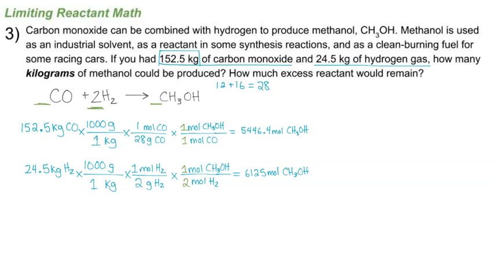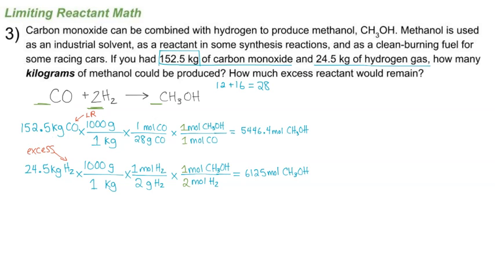But our smaller number comes from our carbon monoxide. Our hydrogen gas actually produces more moles of methanol. And so there we have it. So our limiting reactant is going to be the carbon monoxide. So I'll go ahead and label that in the problem. This is our limiting reactant. And the reactant available in excess is going to be our hydrogen. So we'll have excess hydrogen.